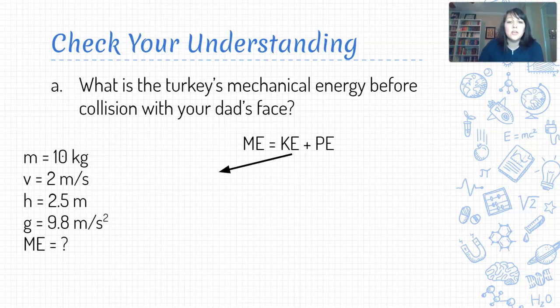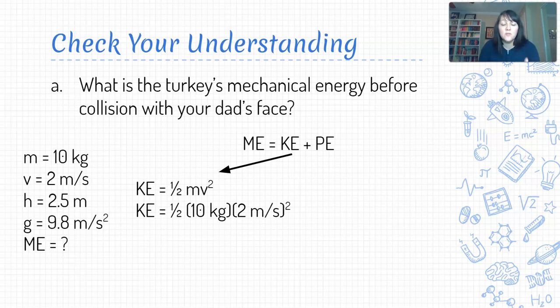All right, so starting with kinetic energy, my equation for kinetic energy is 1/2 times mass times speed squared. And I know mass and I know speed, so I can just plug and chug. That's going to be 1/2 times 10 kilograms times 2 meters per second, and that 2 gets squared because our speed is getting squared. So 1/2 times 10 is 5, multiplied by 2 squared. 2 squared is 4, so 5 times 4 is 20 joules of kinetic energy in that turkey.